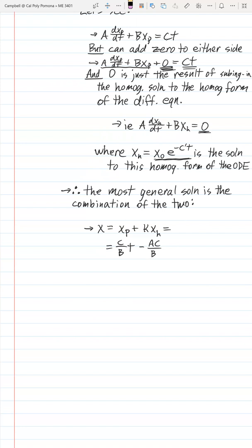Minus a times c over b squared, plus k times x naught e to the negative c prime t. And here I'll give you a little recall that, of course, for us, c prime is equal to b over a, as you might recall for the homogeneous case. And if we wanted to, we could combine this into another constant. And so that's not a problem.